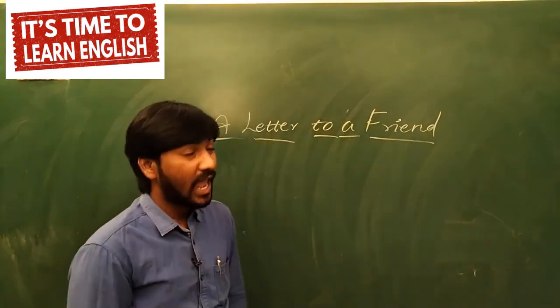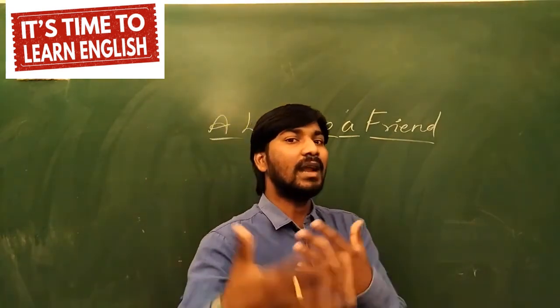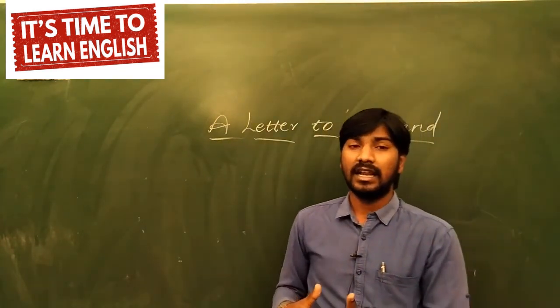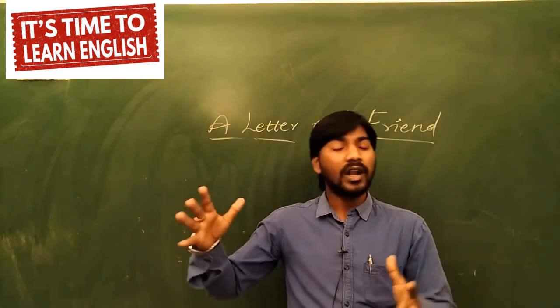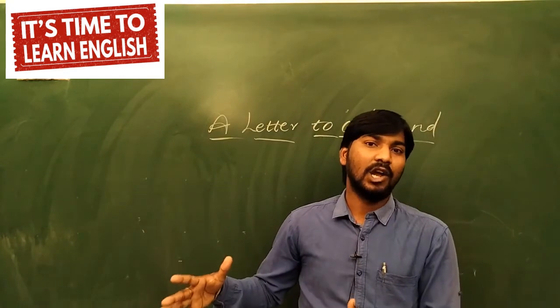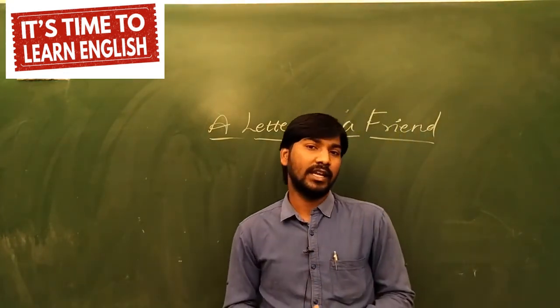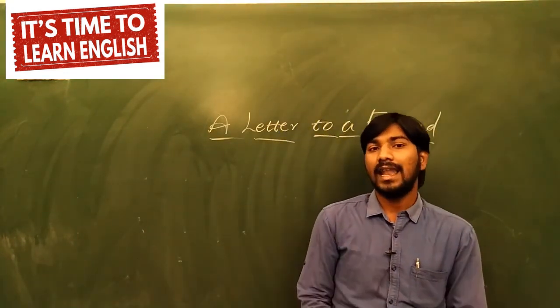A Letter to a Friend. How Ramesh recollected his past incidents and what he was saying, the present lifestyle of children, was clearly mentioned here. That is the end of the story, A Letter to a Friend.